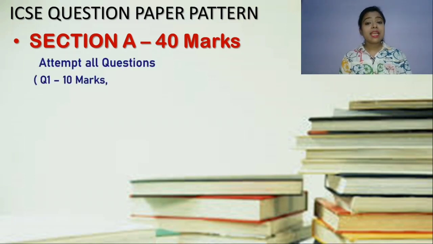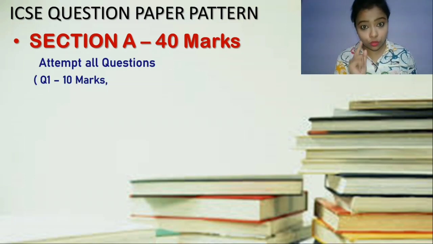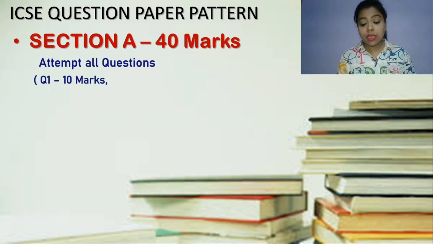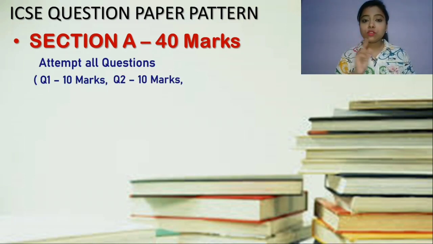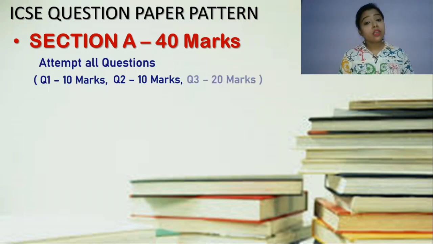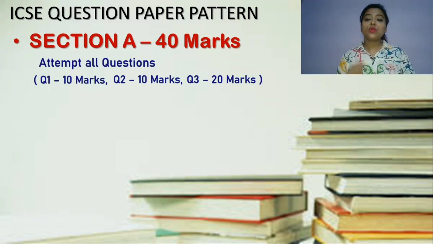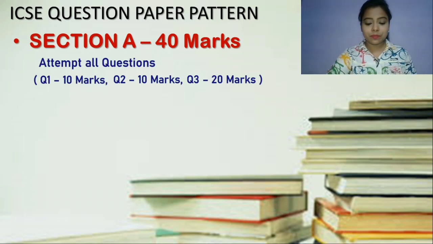Here you will get 3 questions. The first question is of 10 marks, and this question will have 5 questions, each of 2 marks. So 5 into 2 becomes 10 marks. Same way you will get question number 2, where you also get 5 questions, each of 2 marks, so 5 into 2, 10 marks. The third question is of 20 marks, and there you will get 10 questions, each of 2 marks. So 10 into 2 becomes 20.